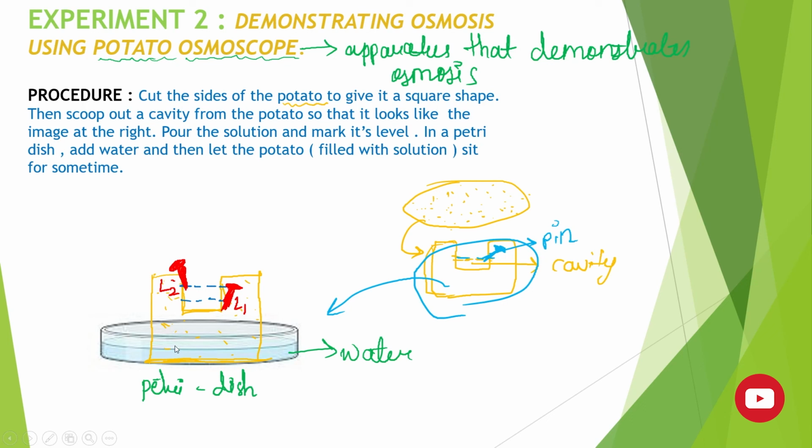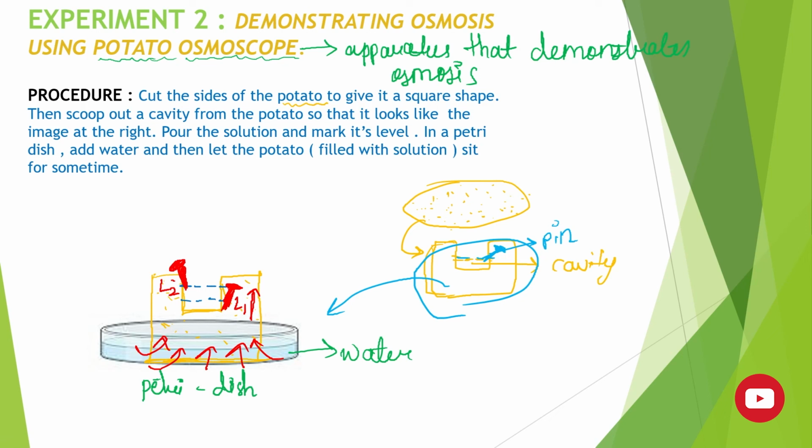This is a potato. Potato is a part of plant cell. Plant cells have semi-permeable membrane in them. So potato here is acting as a semi-permeable membrane. The cells of the potato are acting as semi-permeable membrane, and they're allowing the movement of water molecules from the petri dish inside the potato. Then they're going and mixing with the sugar solution, and therefore the level of sugar solution is increasing. So that is what is happening here.